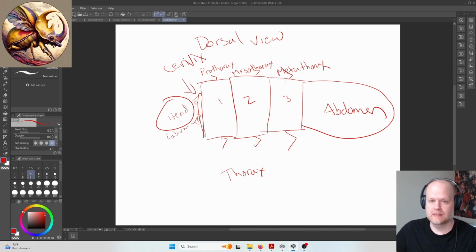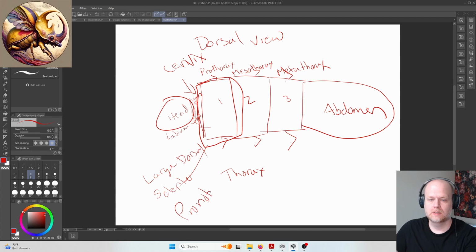The prothorax frequently has a large shield on the back. I forget that this is a dorsal view. So there's usually a large shield on the back of insects that usually shields the back side of the head and the neck, which is very soft. This large dorsal sclerite is called the pronotum. So there's the word notum again for the back. It's the prothoracic notum. It's the pronotum.